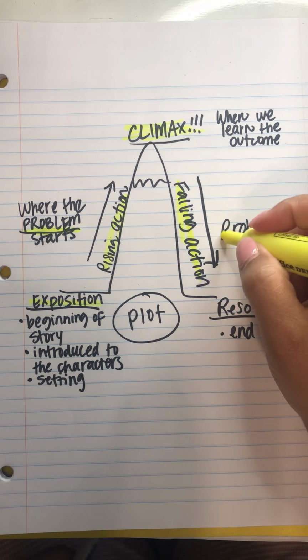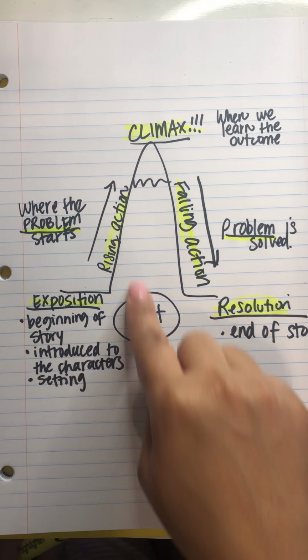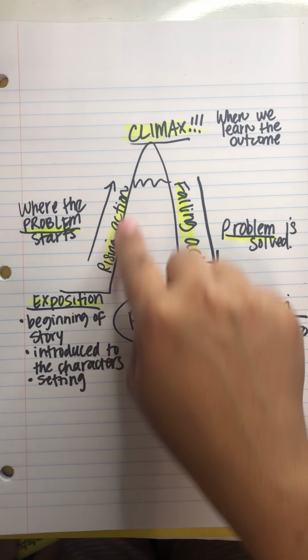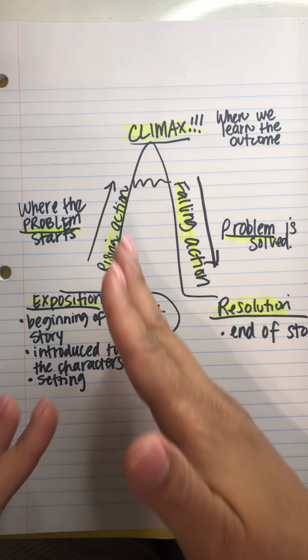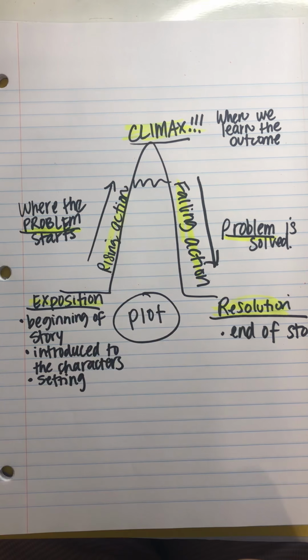All right, as you are reading your fiction books, your stories, you should go through this plot mountain with all of your stories. Every story, even a movie. If you watch a movie later on today, I want you to look for the plot of that story. There's always going to be some kind of problem, some kind of situation that's happening. It's going to go up, it's going to hit the climax, and then the story is going to fall back down to the falling action. That's where the problem is solved.